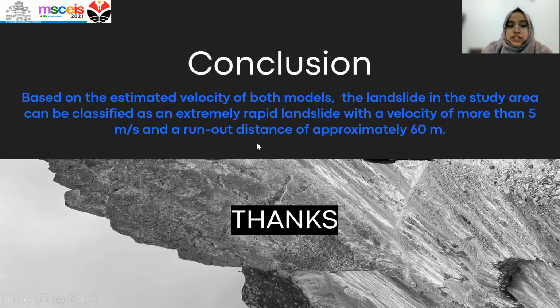And finally, conclusion. The result of the slope stability analysis shows that the estimated potential landslide masses obtained from BIMSTAB software show a good agreement with those obtained by GeoStudio software or Slope/W. Based on the estimated velocity of both models, the landslide in the study area can be classified as an extremely rapid landslide with a velocity of more than 5 meters per second and a runout distance of approximately 60 meters.